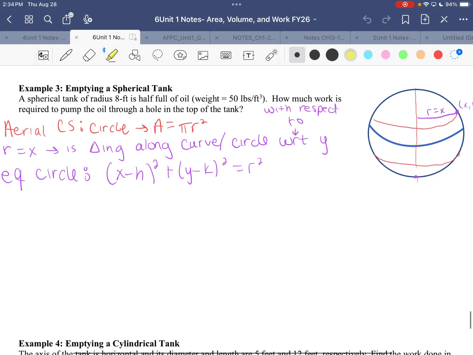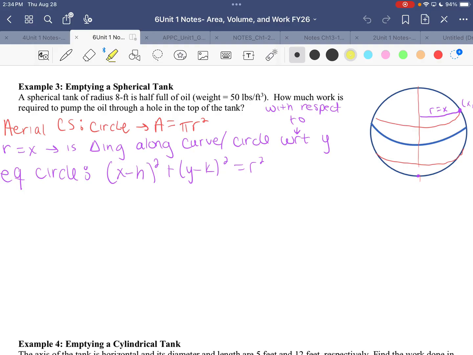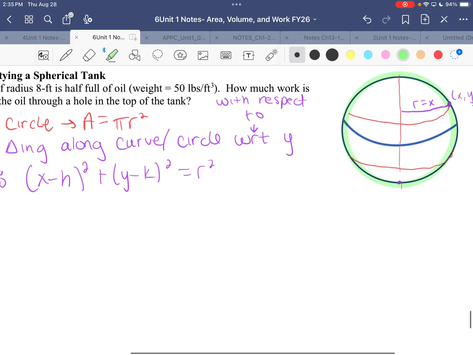So we already started talking about example 3. The sphere had a radius of 8 and a height full of oil. And something that I want to make sure comes across clearly is that as we slice through this circle, what is each slice going to be? Each horizontal slice? A circle.